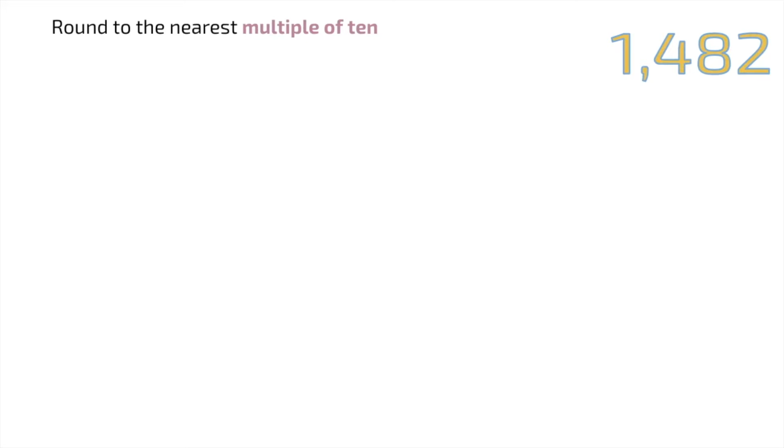Let's use the same number, but we're gonna round to the nearest multiple of 10 this time. Okay, so I'm gonna underline everything up to the tens place. And I see that I'm using the 82. I can cover up the 1,400. I'm not using that right now.